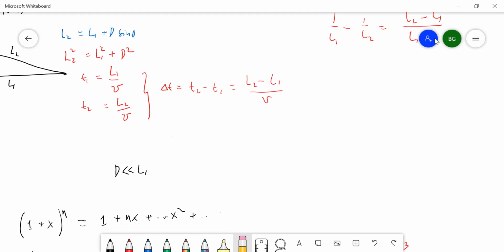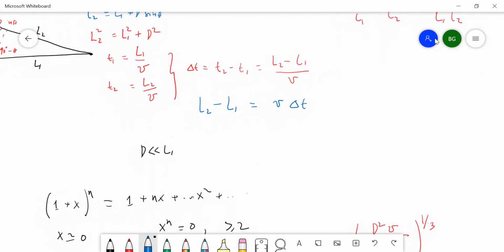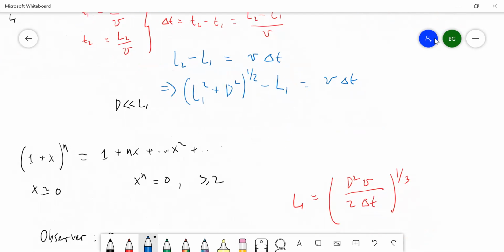This is number 4, I think. Number 4. So it should be L2 minus L1 is equal to V delta T. Okay. So this one could be L1 squared plus D squared, square root, minus L1, equals V delta T. Okay, we also use this approximation.